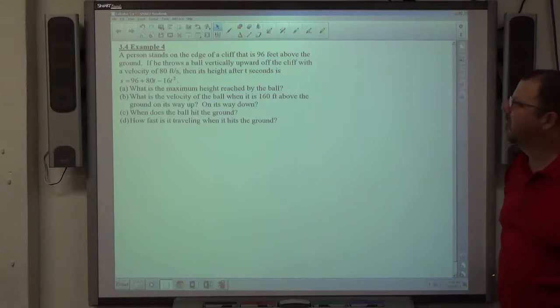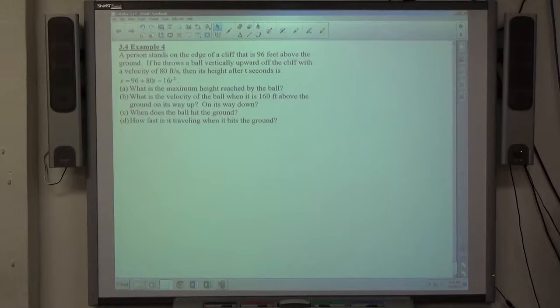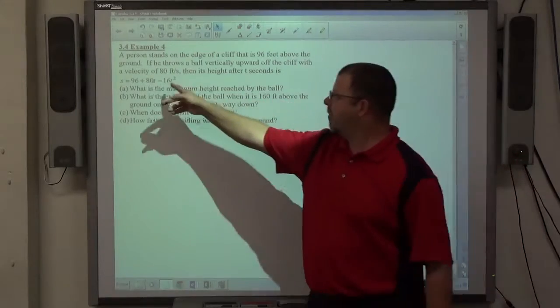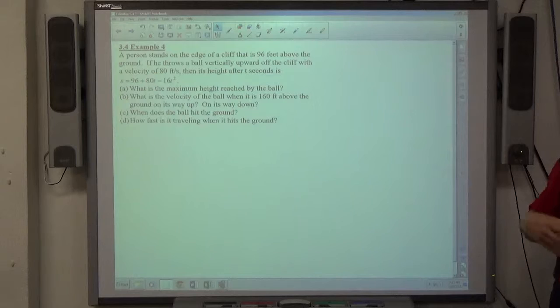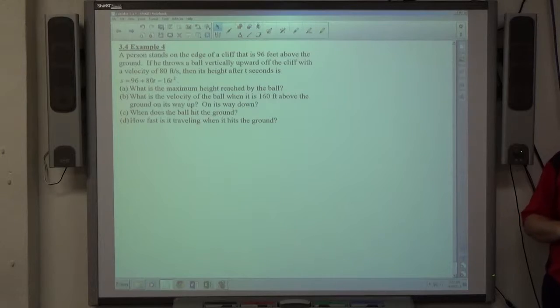Example 4, a person stands on the edge of a cliff that's 96 feet above the ground. He throws a ball vertically upward off the cliff with a velocity of 80 feet per second, and his height after t seconds is given by this equation. This is a projectile motion issue, and if you've been in physics, you've dealt with projectile motion. The gravity of Earth is negative 32 feet per second squared.